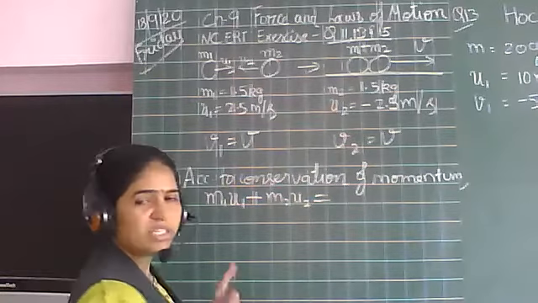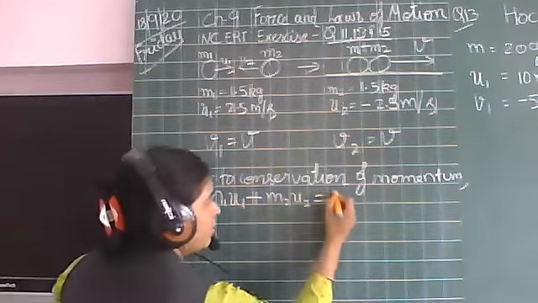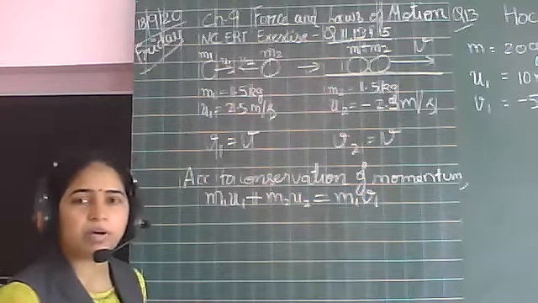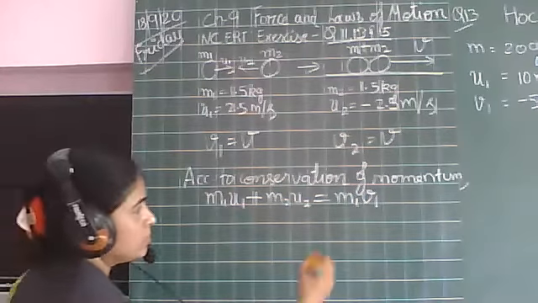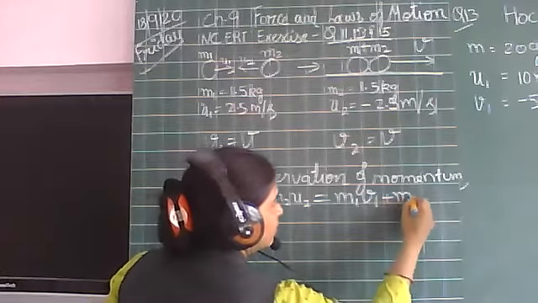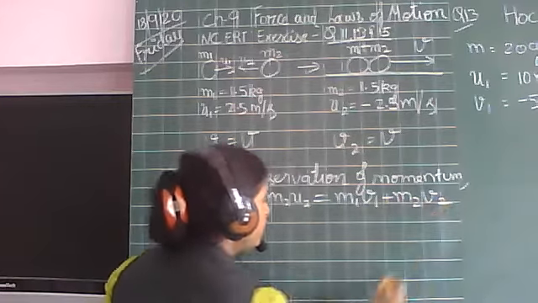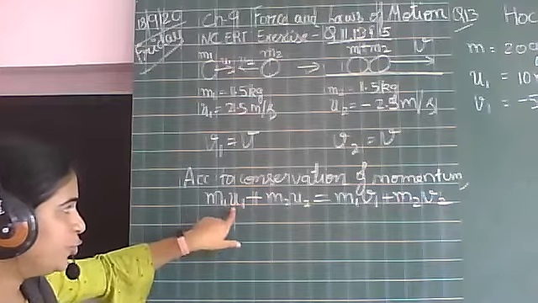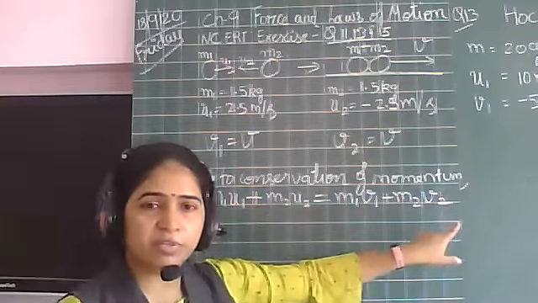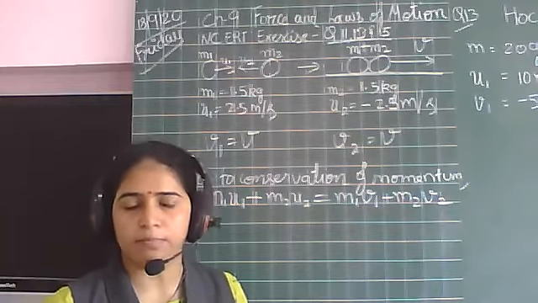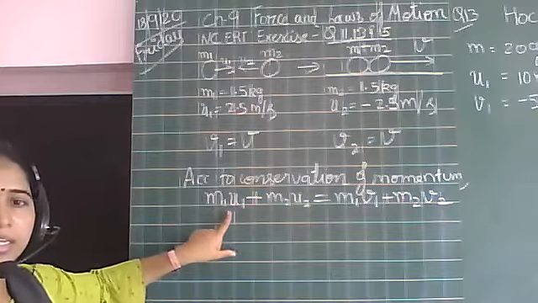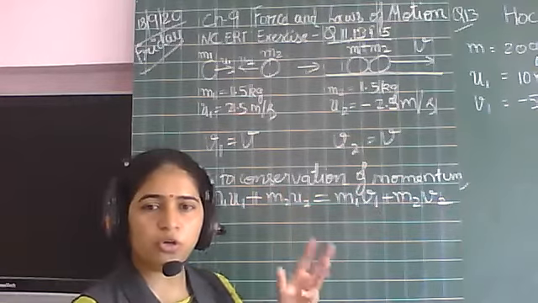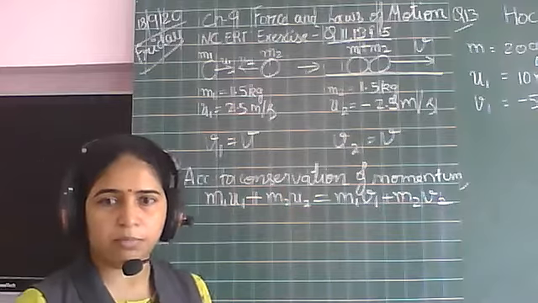So what will be the final momentum of object 1? The mass will remain the same, m1, and in place of u1 will come v1, right? Similarly for object 2 it is m2 v2. You need to be very precise while writing u and v. They should not look the same, right? Make the u different from v. It should not be that your u and v look the same, right?